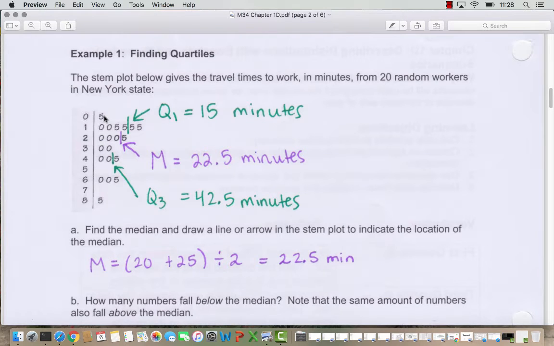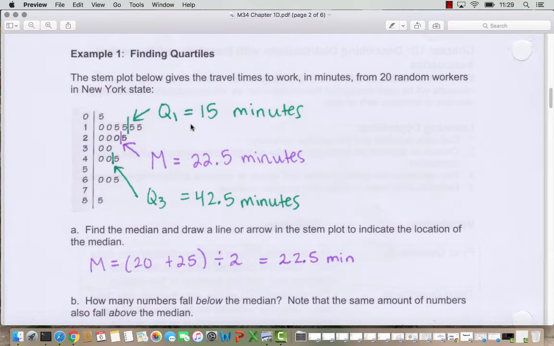We count out to find where the fence is between the 5th and the 6th data points. Because we have an even number here, 10 data points below the median, we're going to have to average the two middle numbers to find quartile 1. If we count out 1, 2, 3, 4, 5, 6, the fence between the 5th and the 6th data points is between 15 and 15. When we average 15 and 15, we get that same value. Quartile 1 is 15 minutes.